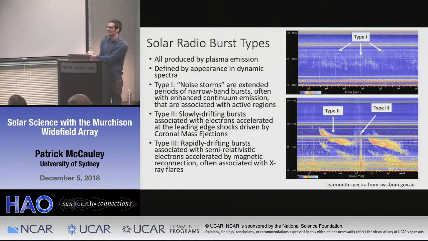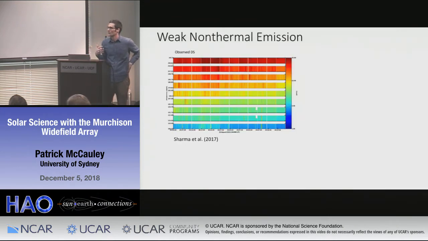There are a few more types, and the types have subtypes, so it does get a bit more complicated than that. But they're quite intense. And in addition to these intense radio bursts, you can also produce weak non-thermal emission, and this is something that the MWA in particular has contributed a lot to.